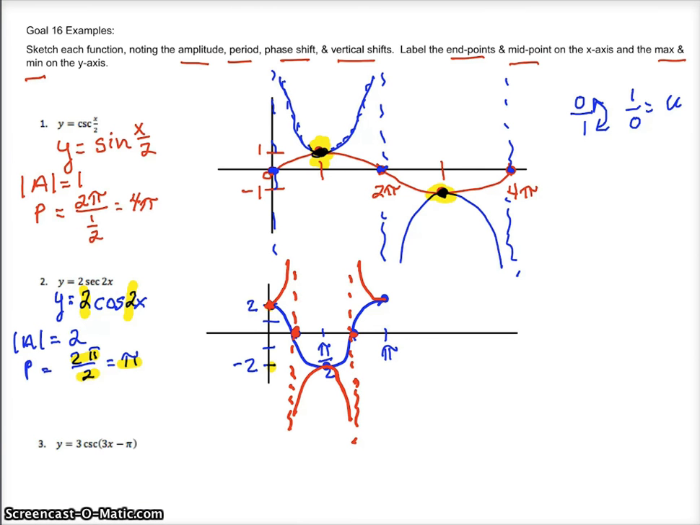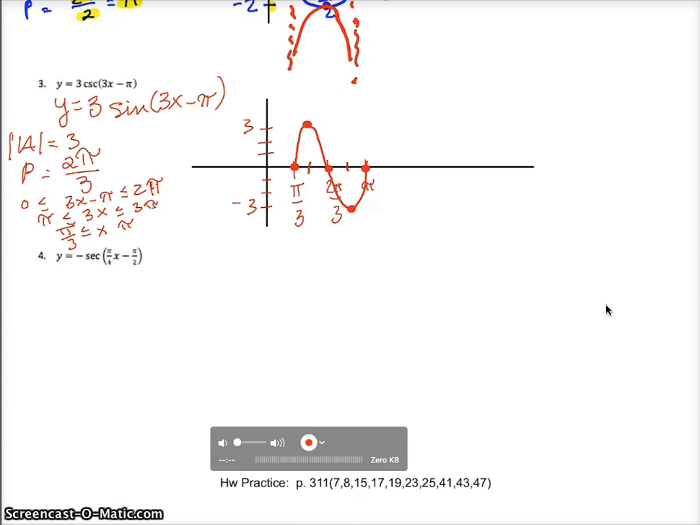Please pause the screencast and try number 3. Remember, first sketch since this function is cosecant, sketch the sine, check it, and then we'll talk about cosecant. Okay, so A is 3, so the amplitude is 3. B is also 3, so the period is 2 pi divided by 3.